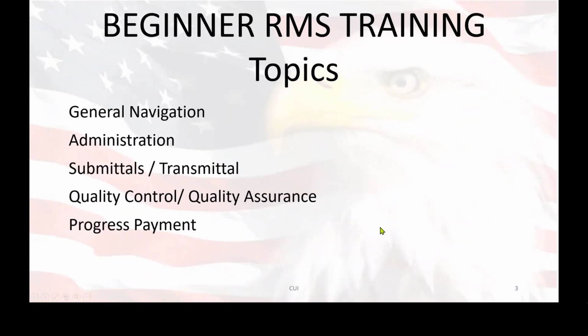All right, so here are our general topics. If we get time, we'll be able to go through all of these. The first thing that we're going to go over is the general navigation. After we talk about the administration tab, we're going to go over to the submittals tab. Then we're going to talk about the quality control and quality assurance tab. And then we'll talk about the progress payments if time allows.